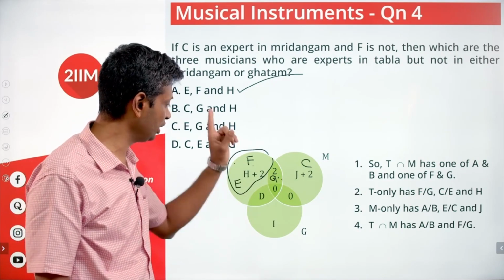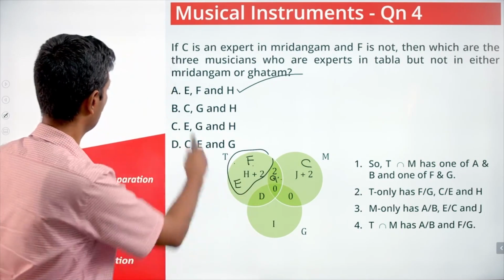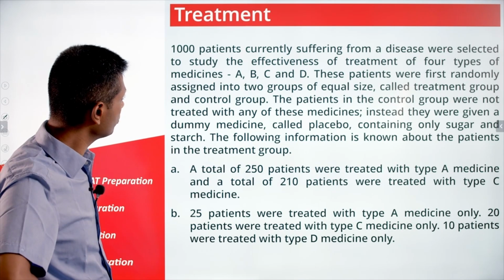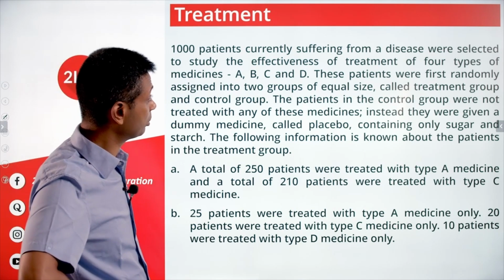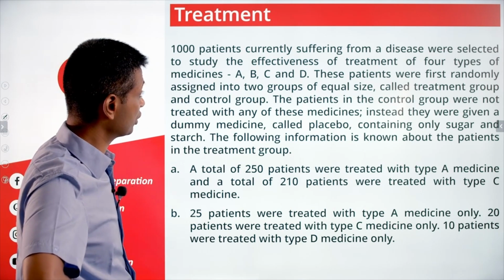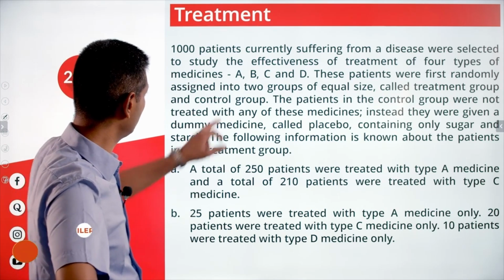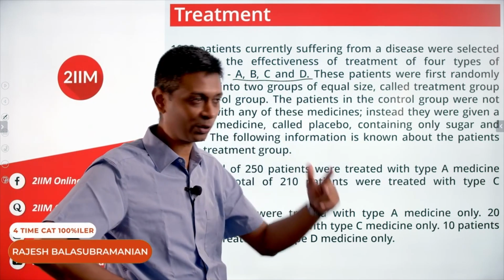Or in tabla only, we need to have A, F and H. This is what we are looking for. Treatment. 1,000 patients currently suffering from a disease were selected to study the effectiveness of treatment of 4 types, A, B, C and D. Very topical, very relevant now.